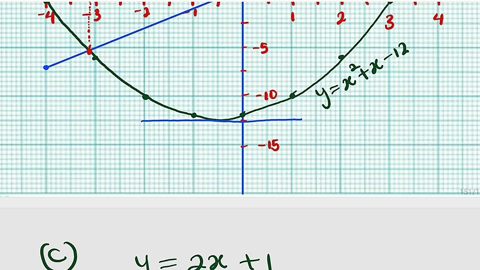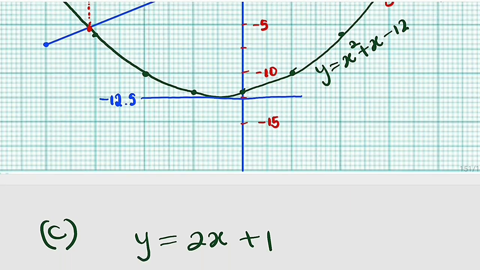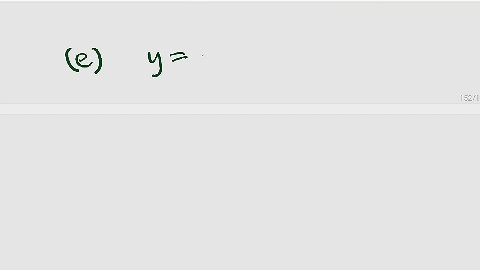So if you observe, since our graph is not that accurate, you can just pick the point. And this is probably at negative 12.5. So therefore, the minimum value of y is negative 12.5. Negative 12.5. And hence, we have just answered question number 10.